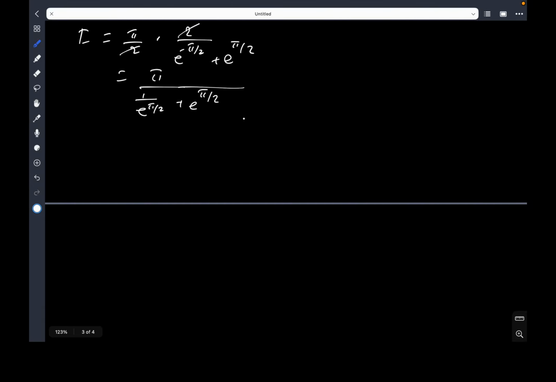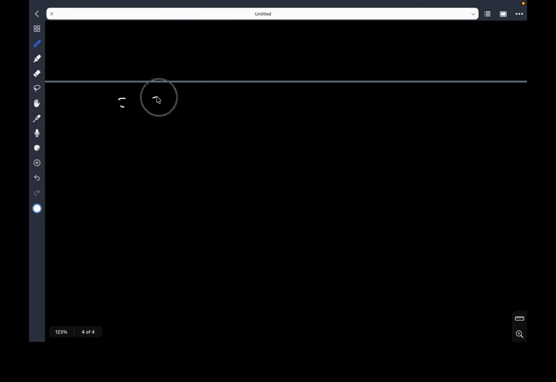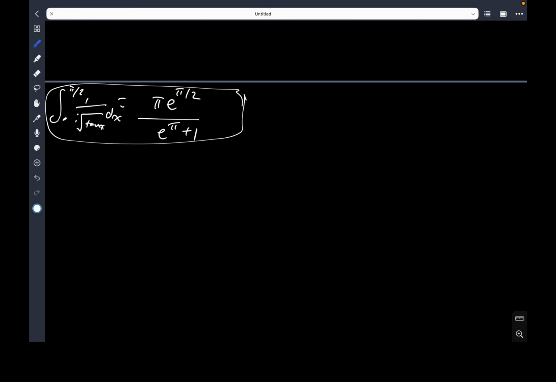Now the fully simplified form here is pi e to the pi over 2 divided by e to the pi plus 1, which is exactly equal to the integral from 0 to pi over 2 of 1 over the i-th root of tan x dx. And that is how we derive this complex integral here.